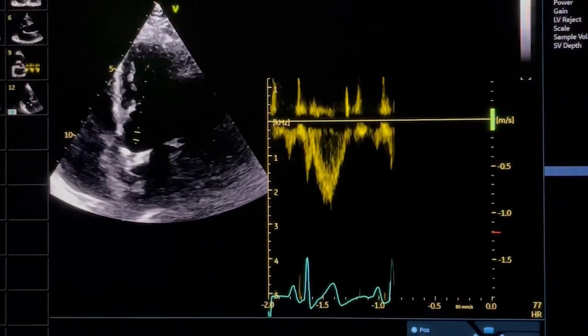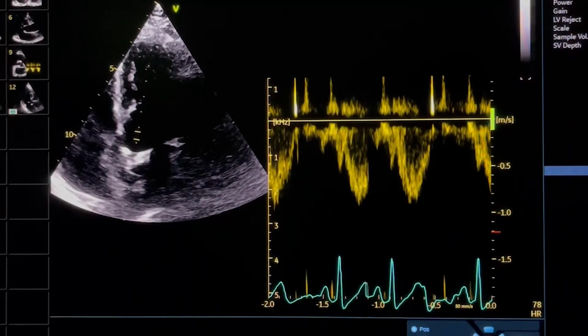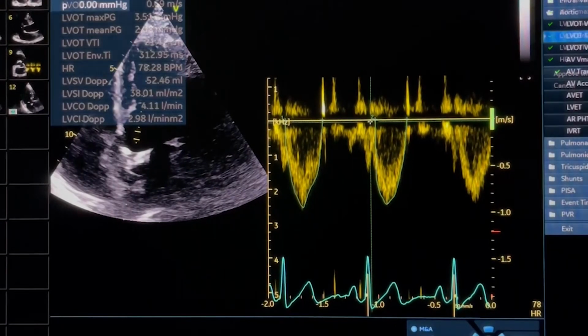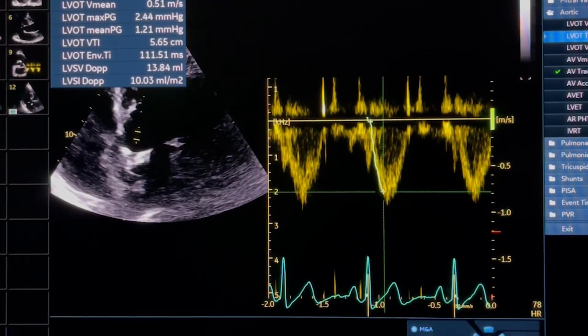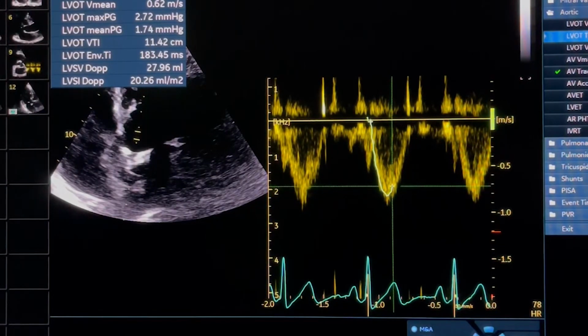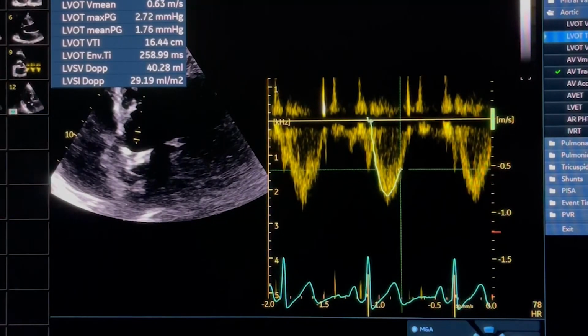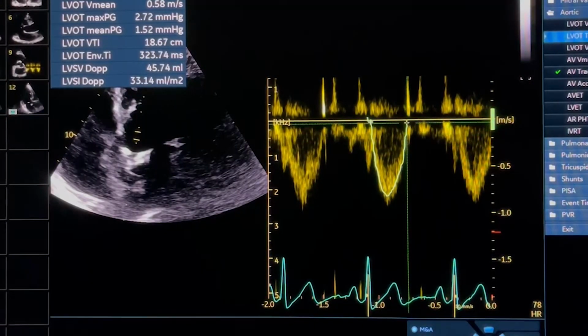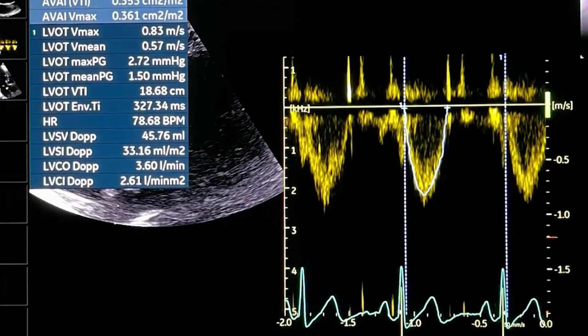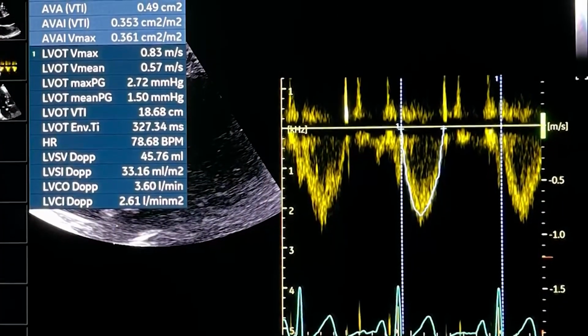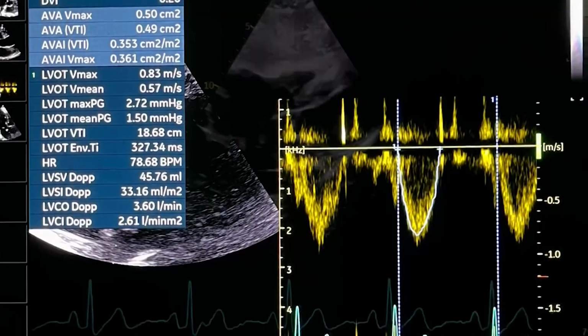It should be optimally positioned so that we get a smooth velocity curve with a well-defined peak and a narrow band of velocities throughout systole. It should not be very close to the stenotic aortic valve, to avoid spectral dispersion, which happens near the valve. We can just pull it back a little towards the apex to get a clear signal. Then we measure the spectral tracing to get the mean and the peak, mean VTI of the LVOT gradient.